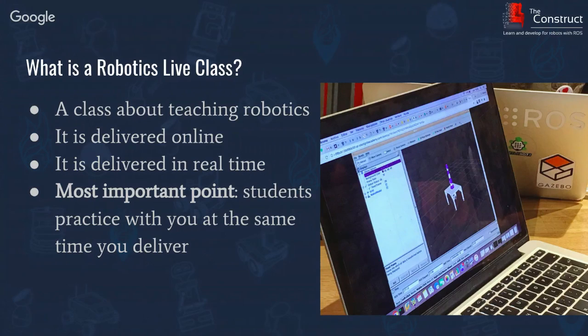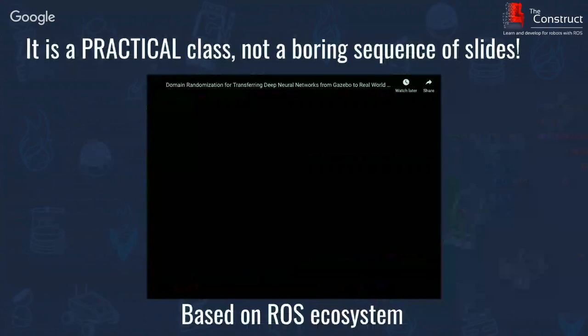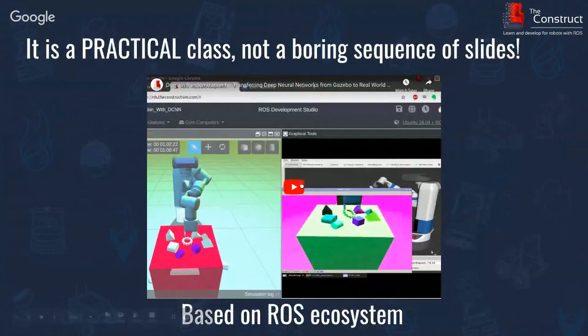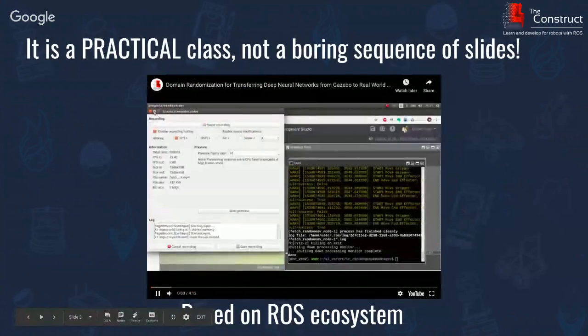And the most important point, the students are going to practice with you what you are teaching on that class at the same time that you are teaching that. This is the most important point for this robotics live class. So what do we mean? We mean that it's a practical class.